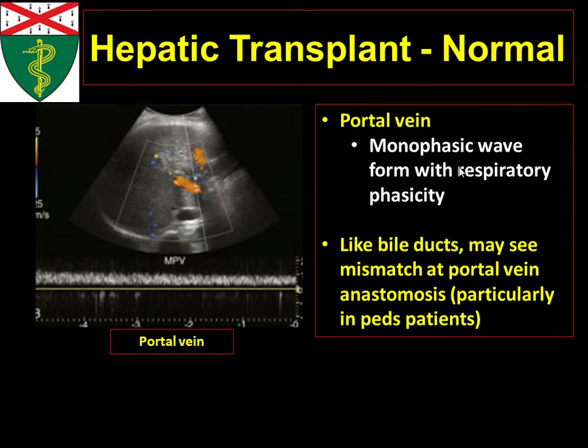This is what the portal vein looks like. Flow above the baseline towards the liver. You may have some sort of undulations, and that reflects partly the cardiac pulsatility, but not in the same way that the hepatic veins will, and partly respiratory phasicity. And as we said, like the bile ducts, in the portal vein you may also see mismatch of the anastomosis, and you have to make sure that you don't misinterpret that for a portal vein stenosis.